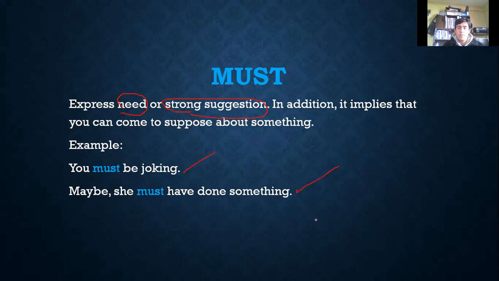These examples are related to the use of must. Both are sentences. It expresses need or strong suggestion. Look at this: have done something is a strong suggestion, and be joking expresses need.